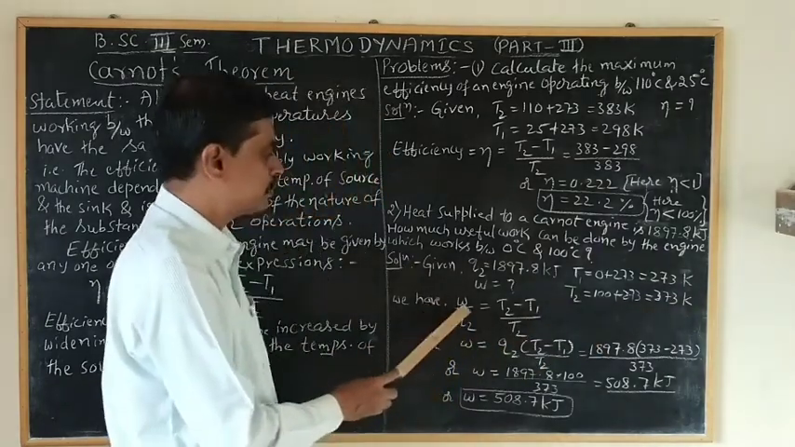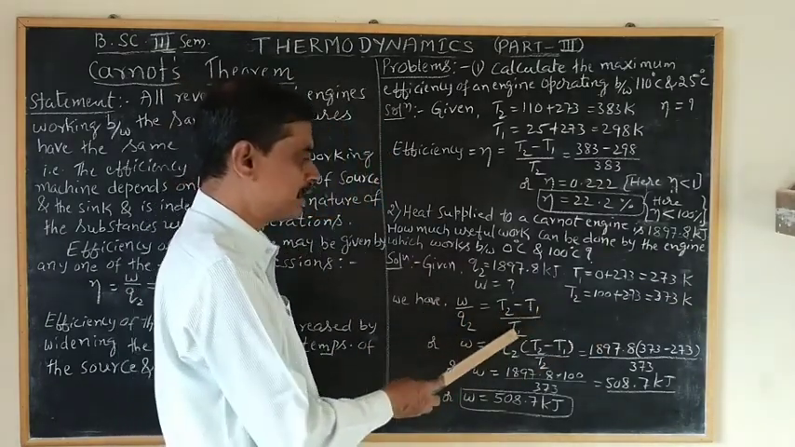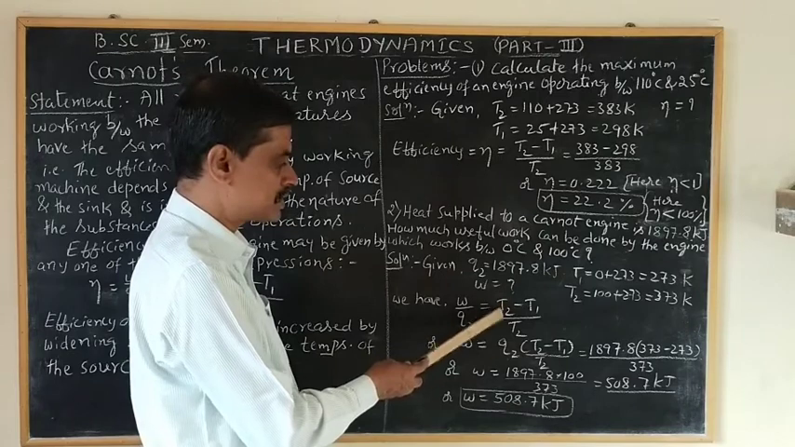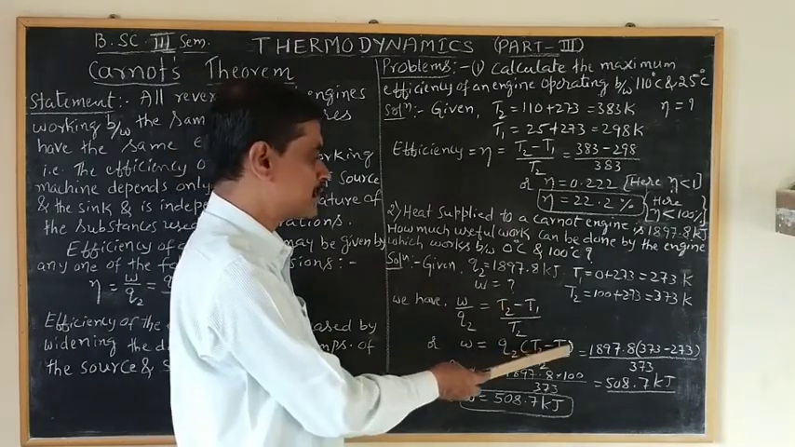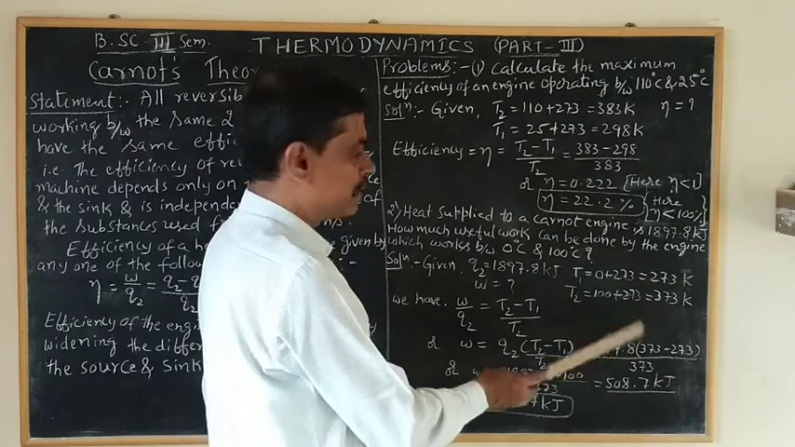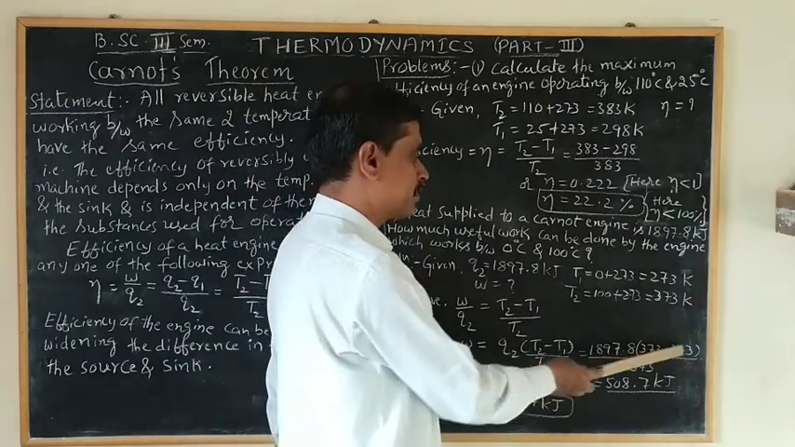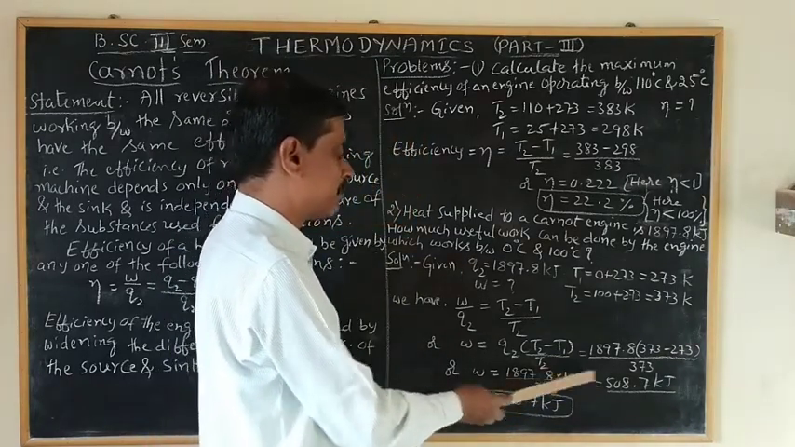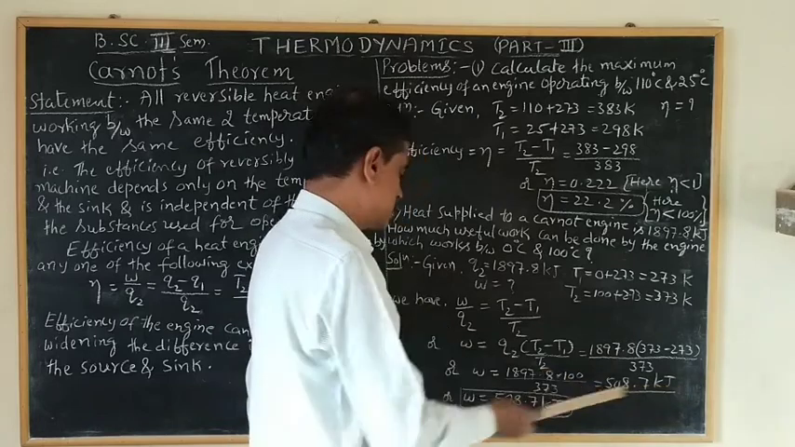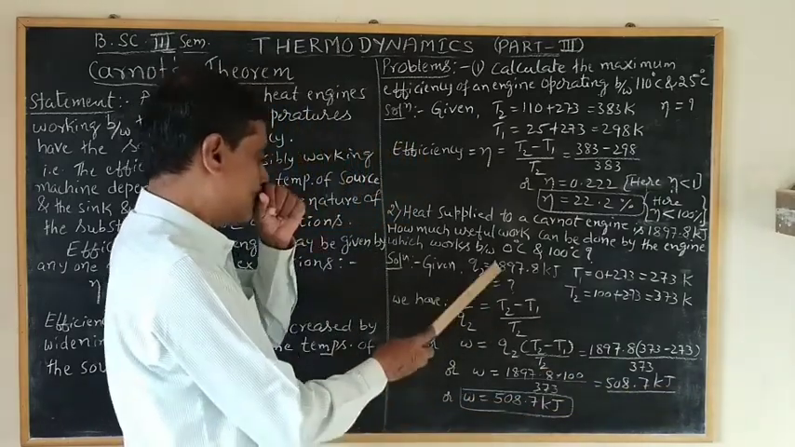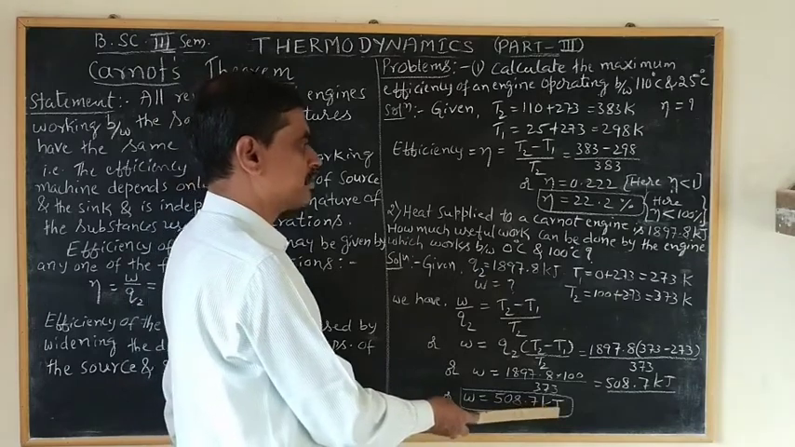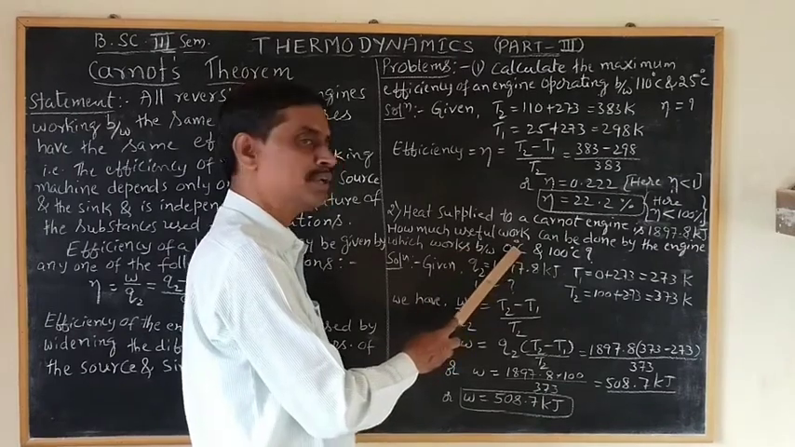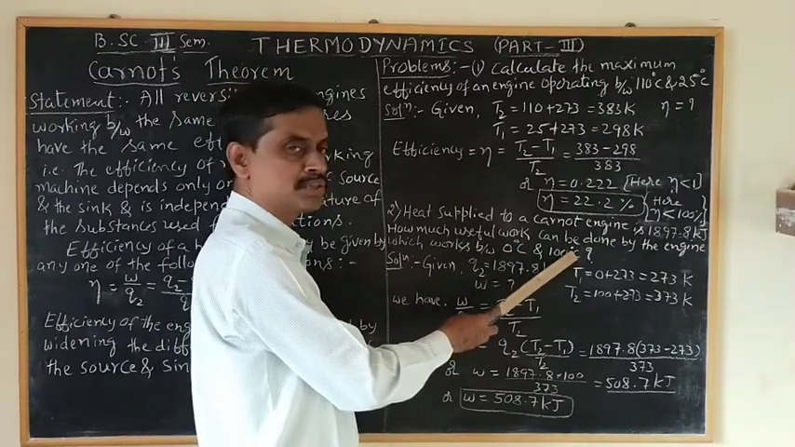Then the formula we have is W by Q2 is equal to T2 minus T1 by T2. We have to calculate the work done here, so W is equal to Q2, going to the right-hand side, into T2 minus T1 divided by T2. Filling in the values: 1897.8 into the difference of these two temperatures, which is 100 degrees Celsius, divided by 373. If the whole quantity is simplified, we get 508.7 kilojoules. This is W, that is, this amount of work, 508.7 kJ, is done by the engine which works between 0 degrees Celsius, the melting point of ice, and 100 degrees Celsius, the boiling point of water.